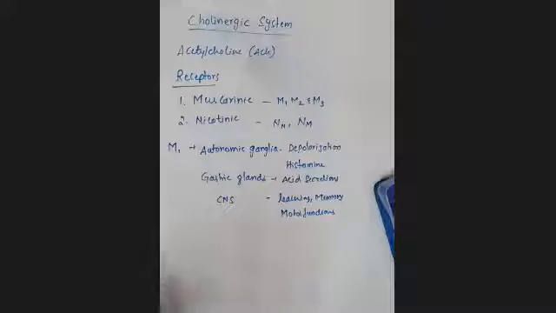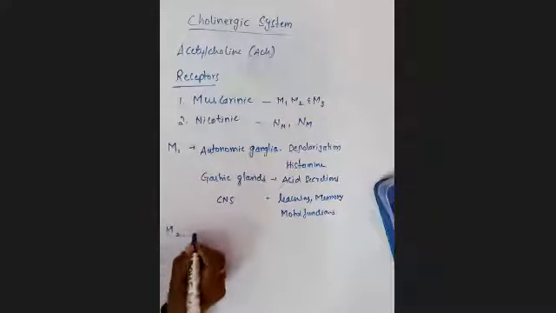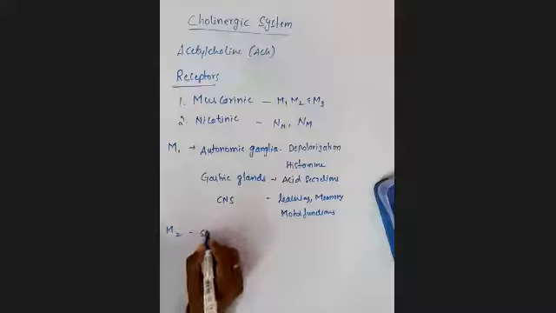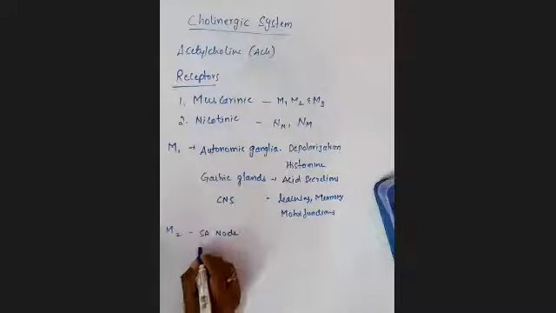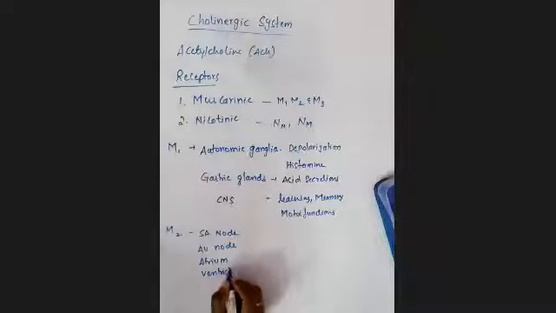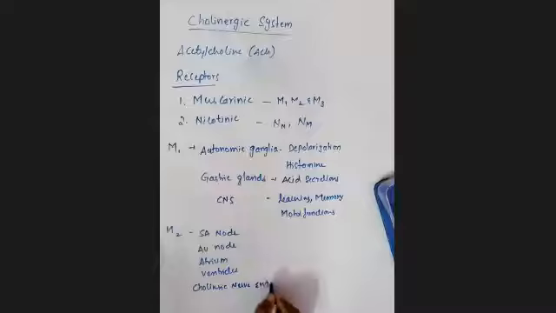Okay, and next we'll see about the M2 receptors. This M2 is mainly present in the SA node, the AV node, the atrium, the ventricles, the cholinergic nerve endings, and also in the CNS. These are all the locations of M2.